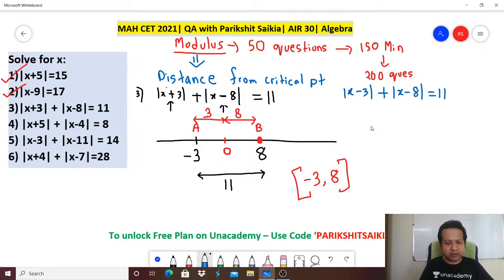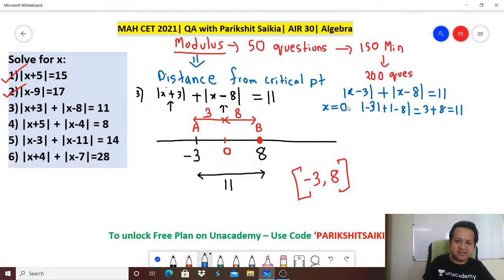Now think about it. Take any point. Let's say you put x is equal to 0. What will happen? Mod of minus 3 plus mod of minus 8. Remember, modulus of minus 3 is plus 3. So how much is it? 3 plus 8, 11. Perfect. 0 satisfies.